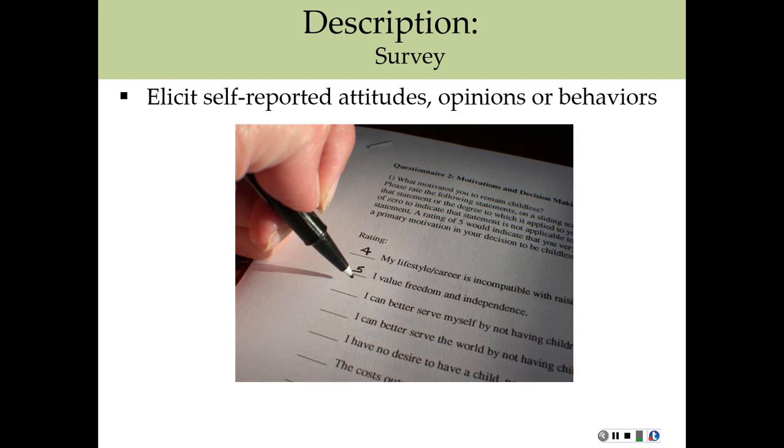As you can see, this person is looking at the statement "I value freedom and independence," and then they're rating how much they agree with that on a scale from 1 to 5, right? So that's the idea in a survey. And like I said, it can be oral or written or on the internet. It's all still a survey.